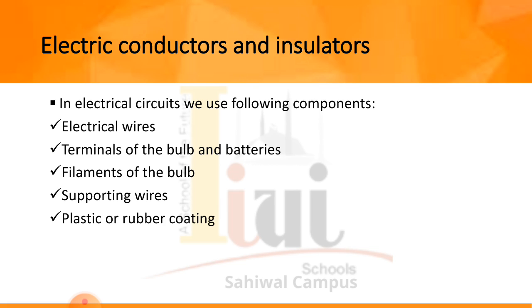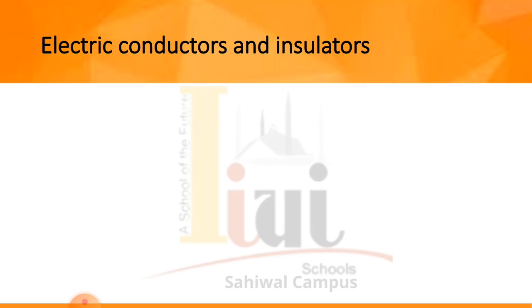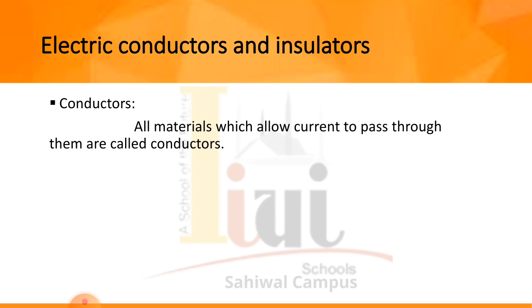The plastic filling between the terminals of the bulb shows that they are not exposed to each other. Both terminals are separated by a separator, which can be a plastic filling, also known as a plastic coating or rubber coating. So all the materials which allow current to pass through them are known as conductors.